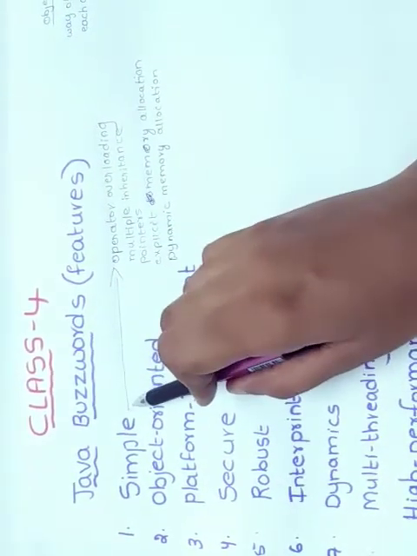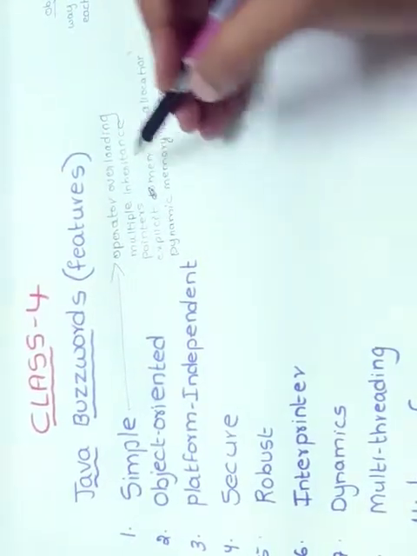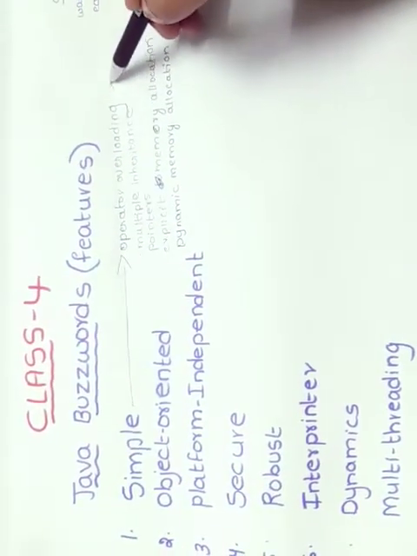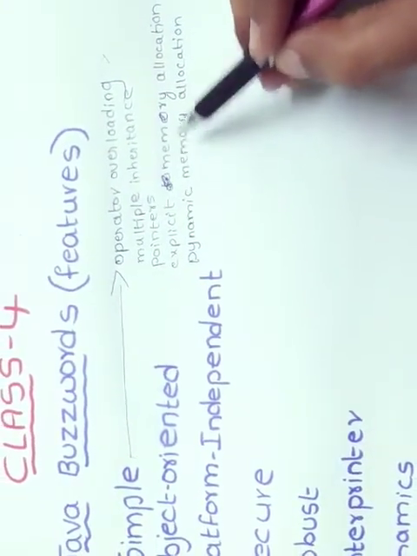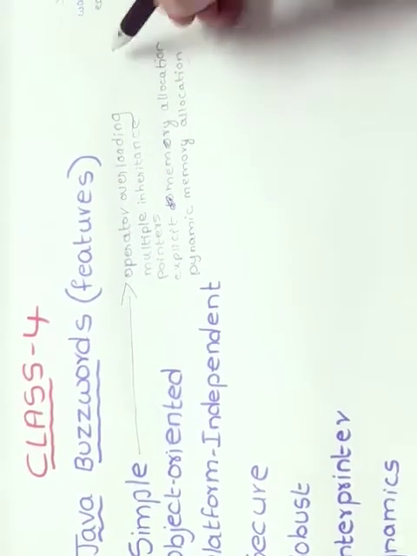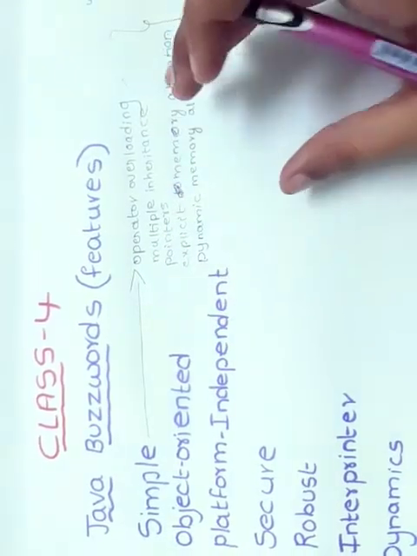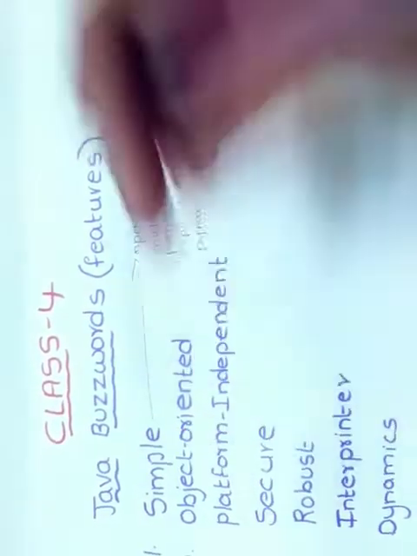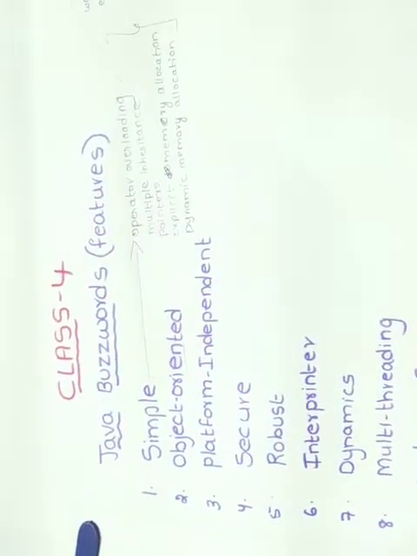Java is simple because it has removed all complicated features like operator overloading, multiple inheritance, pointers, explicit memory allocation, and dynamic memory allocations. These are all very complicated features which are not involved in Java. So Java is simple. Now Java is an object-oriented programming language.